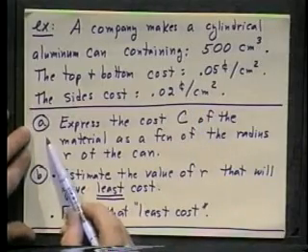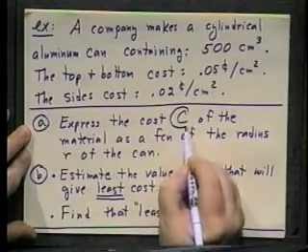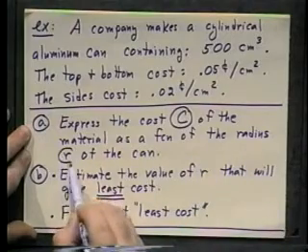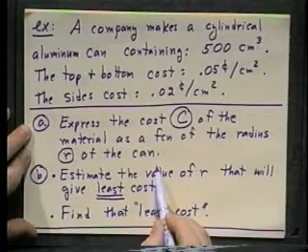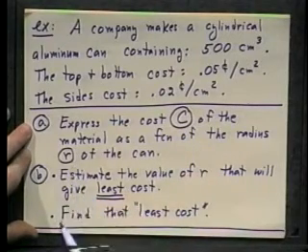Now what are the questions? First, question A: express the cost C, so we're looking for C now, of the material as a function of the radius R of the can. So somehow we're going to have to get a relationship between C and R. That'll be part of our job.